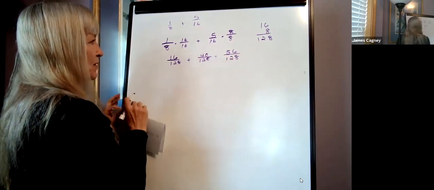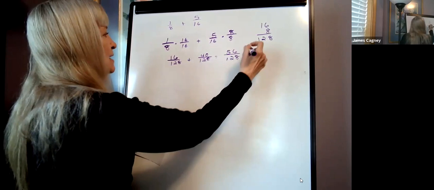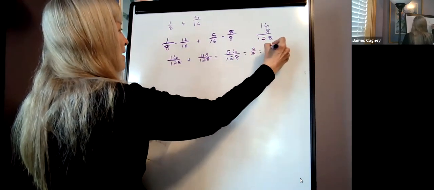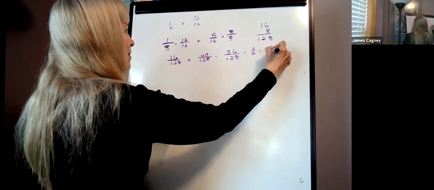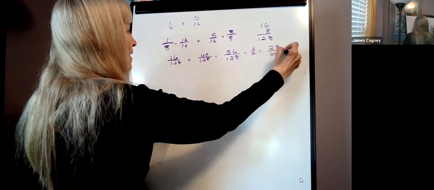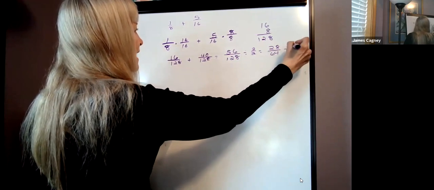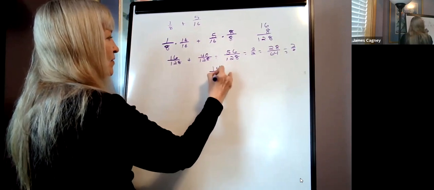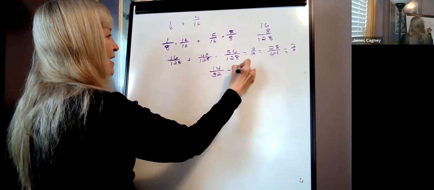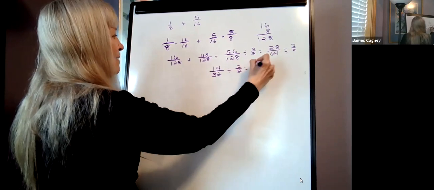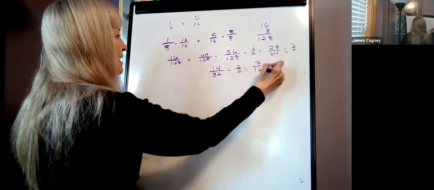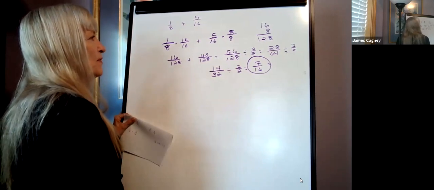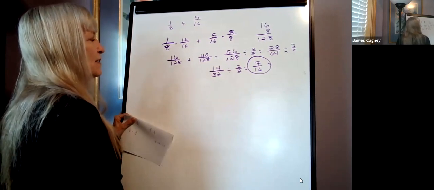Now, this is going to be a weird one because I know they're both even, so they can both be divided by 2, which is going to give me 28 over 64. These are both even. I can divide by 2 over 2 again, which is going to give me 14 over 32. I can divide by 2 again, and I'm going to get 7 over 16. If you knew bigger factors, you could have done those right away.